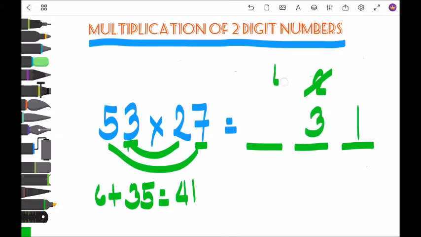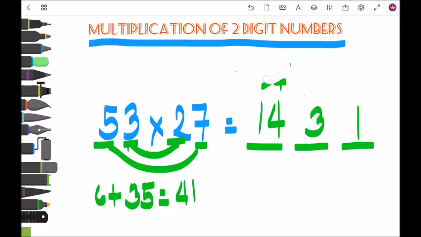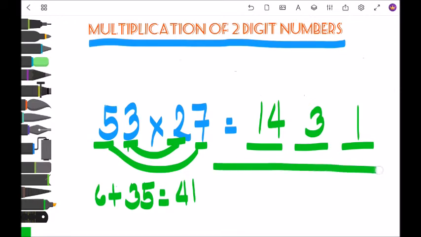carry 4. And then we multiply the first two digits. 5 times 2 is 10 plus 4, 14. So 53 times 27 is 1,431.